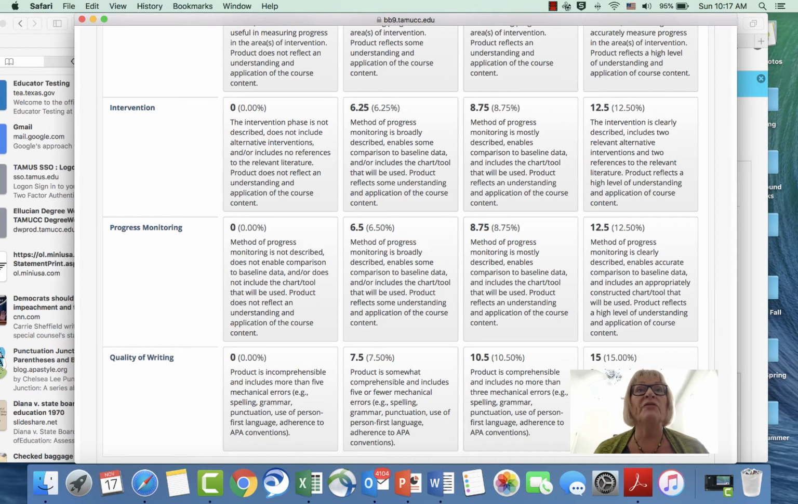I want you to very clearly describe how you're going to monitor progress. And remember, I need to be able to compare what happened after intervention, or during and after intervention, with what happened before. So what you do at baseline should correlate with what you do in terms of progress monitoring. If you measure something completely different, I won't be able to really tell what kind of change there's been in that behavior.